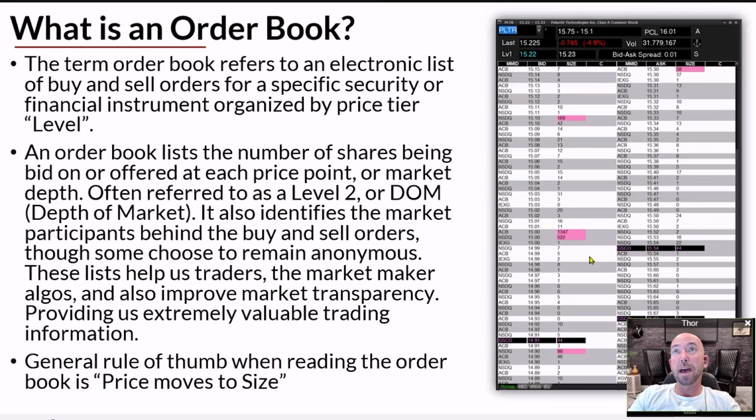So if you're looking at Bookmap, for instance, which I'll show you in a minute, there's lines and dots. The dots are market orders. The lines are limit orders. The market cannot move without limit orders. That is the size in which we are going to move towards. The market cannot move without market orders. That's the volume we need in order to move up that size. So when you're reading the order book, always remember this generic rule of thumb: price moves to size.